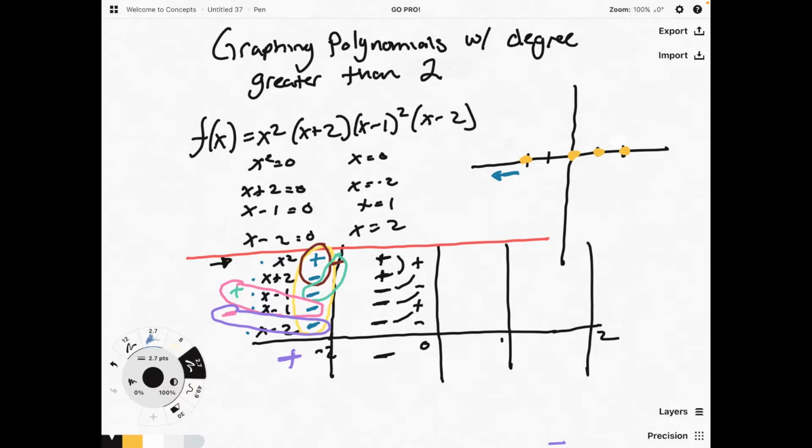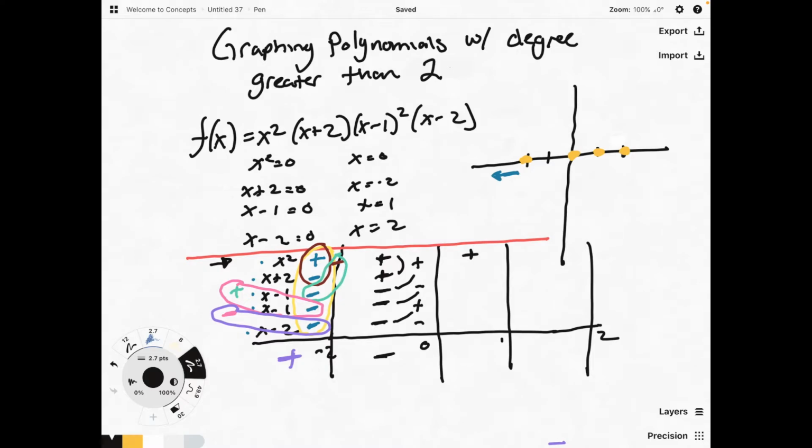Okay, let's look at values between 0 and 1. In this case, let's choose 0.5 just because that's going to be between 0 and 1. And so if we use 0.5 into x squared, then what we're going to get is 0.5 times 0.5. It doesn't matter what the value is, it's 0.25. However, that is a positive value, so that's good.